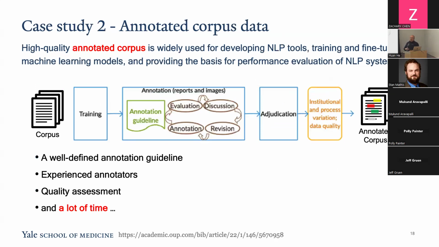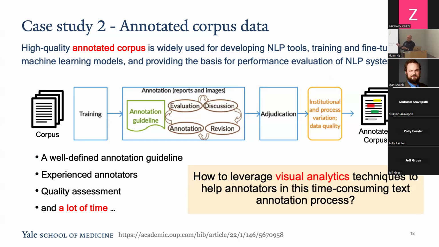As we all know, when we want to train some models, we have data, and especially for NLP, we need to have annotated data. But this annotation process is quite long. We have a lot of annotators, and they need to reach agreement. We also have adjudication and a final round of review. Usually this part will take a very long time, and we have a question: how can we improve this process by using visual analytics? Maybe we can make it easier, especially for annotators, to do the annotation.